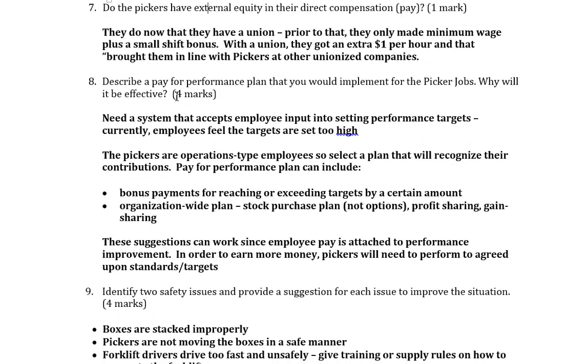We also want you to describe a pay-for-performance plan that you might implement for the picker jobs and why you think it would be effective. So when we're thinking of this, we want to go back to the chapter that we talked about when we did pay-for-performance or performance pay. And what might we suggest?